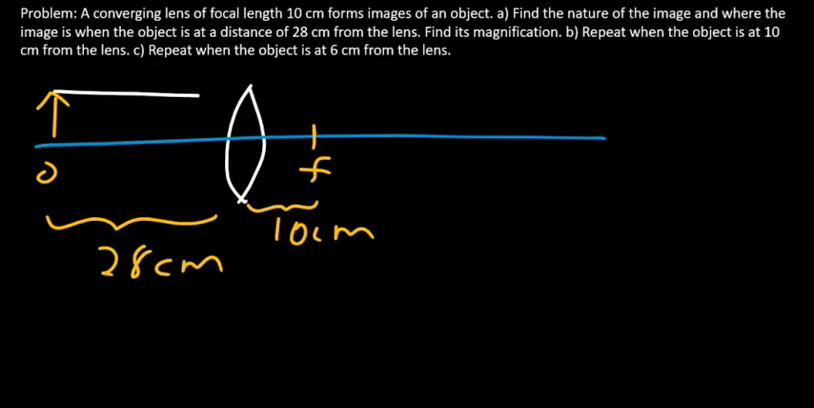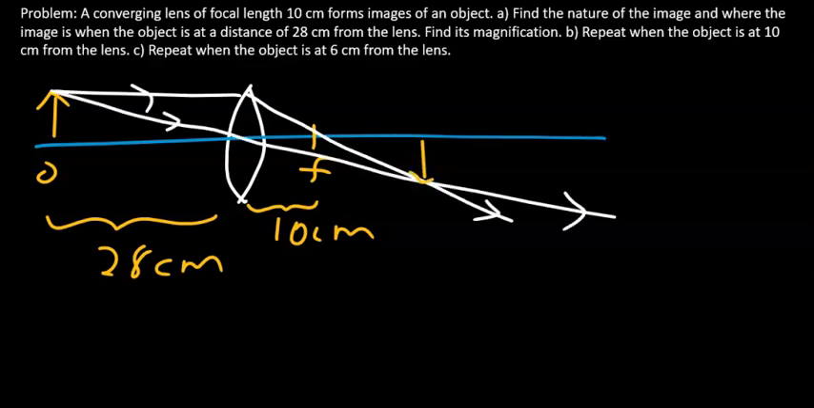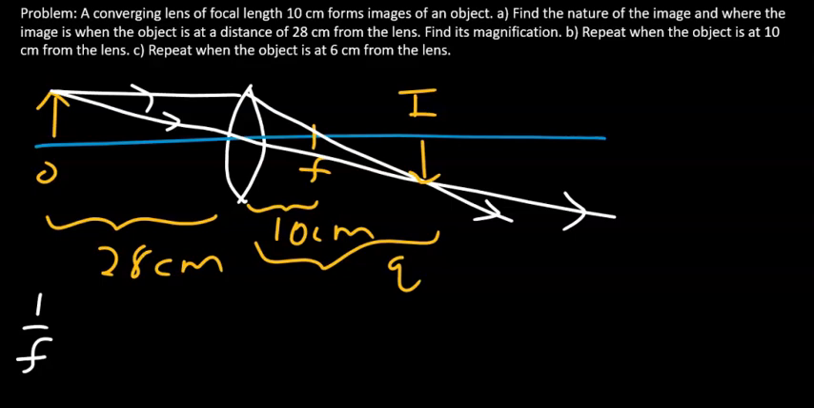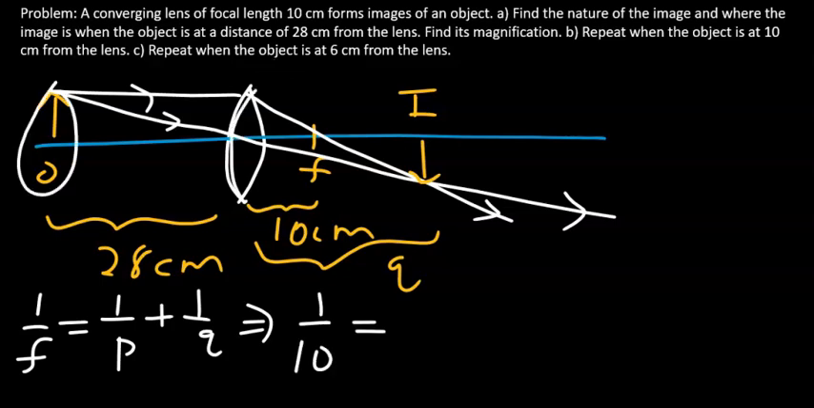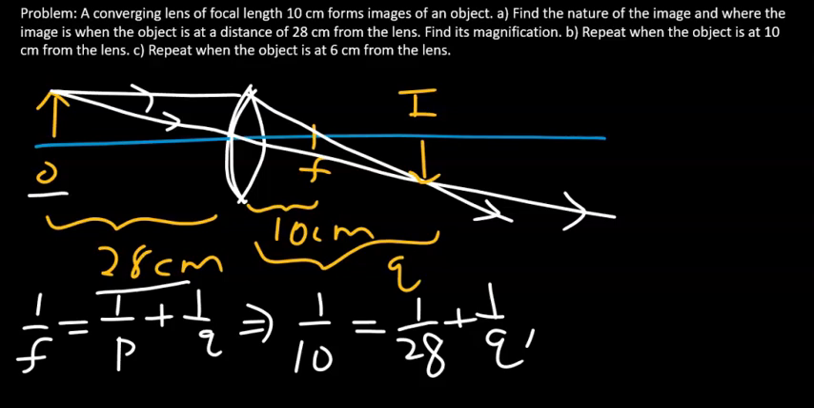So we have rays of light going like that and like that. So the image is formed here, and that is the image distance q. So the thin lens equation is 1 over f equals 1 over p plus 1 over q. Now this is a convex lens, so f is positive. f is 10 cm, so 1 over 10. Now we note the object is on the incoming side of the surface, so p is also positive, 1 over 28, and you can solve for the q. And when you do that, you get q as 15.6 cm.